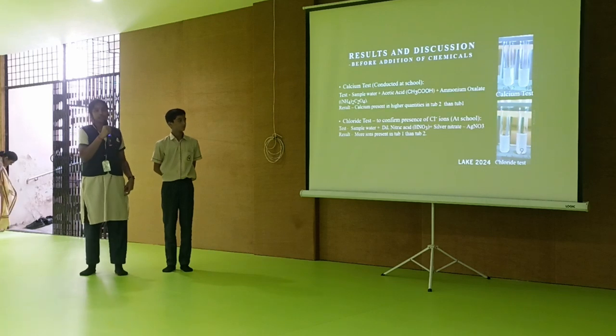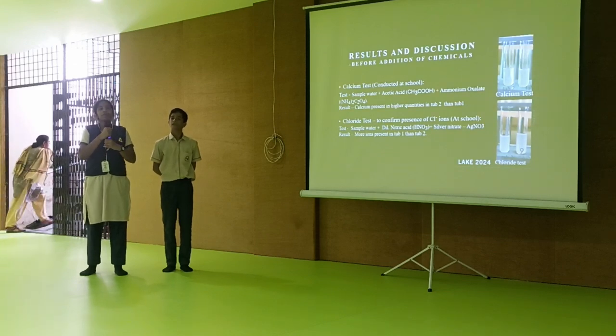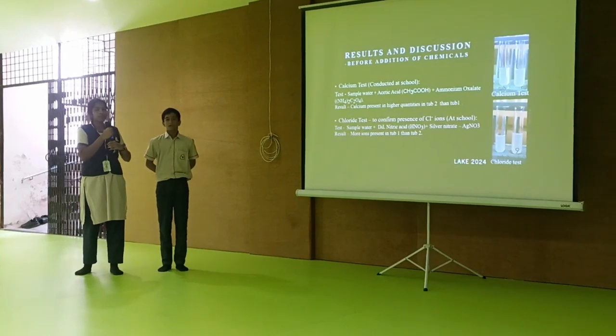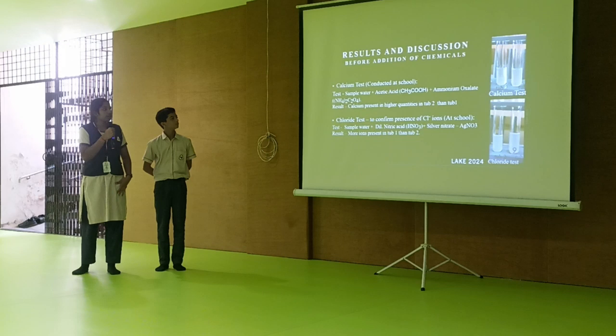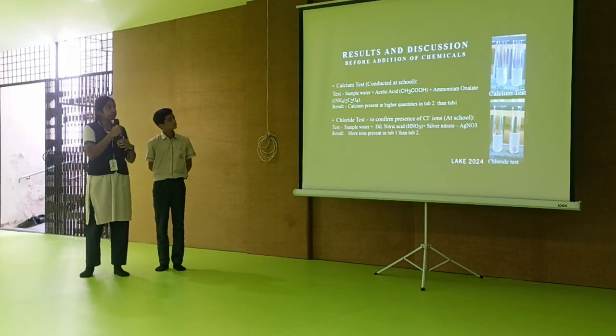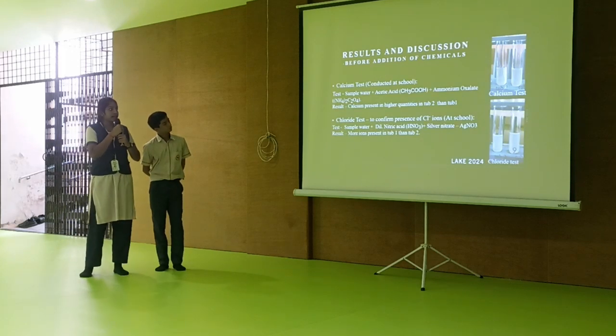So the calcium test was done in the following way. We took water, acetic acid, and ammonium oxalate, and mixed them together with our sample, and if it produces a white shade, it notifies the presence of calcium. We noticed that tub 2 had a higher calcium quantity than tub 1.